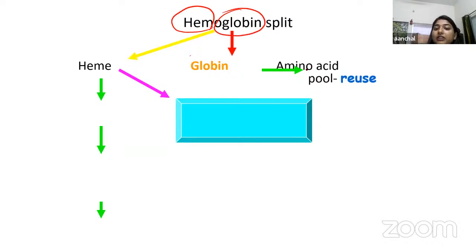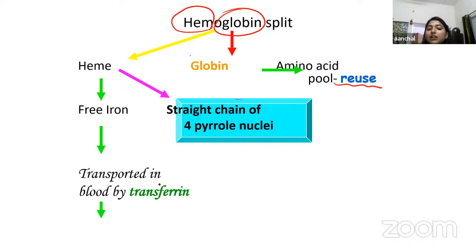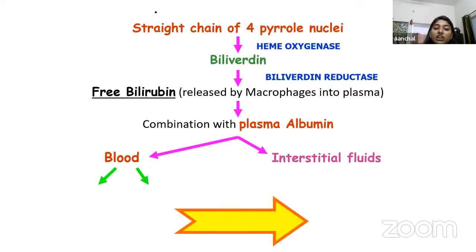This globin part will enter into the amino acid pool cycle and get reused again. And what about this heme part? It will also get split into an iron part and a straight chain of 4 pyrrole nuclei. Okay, so what will happen with this free iron? This free iron is transported in blood with the help of transferrin, and also gets stored inside the liver and gets reused again for the synthesis of hemoglobin. Now what will happen with this straight chain of 4 pyrrole nuclei? It gets converted into a pigment known as biliverdin, with the help of an enzyme known as heme oxygenase.